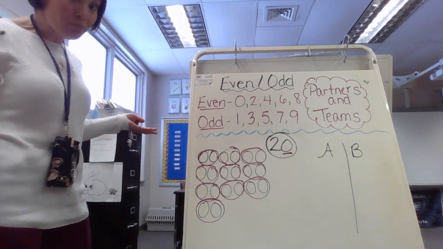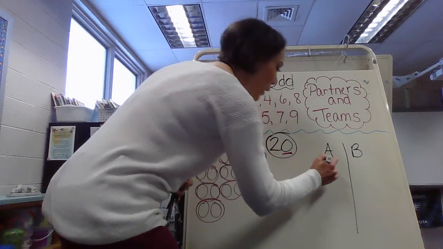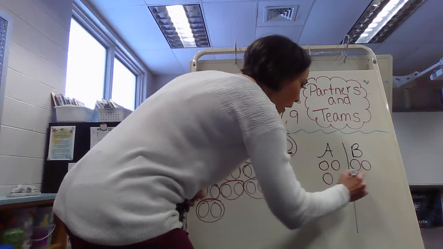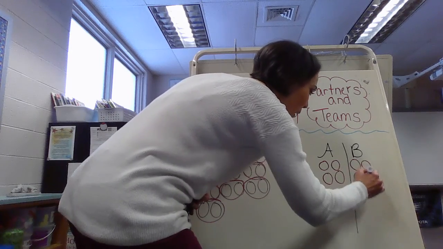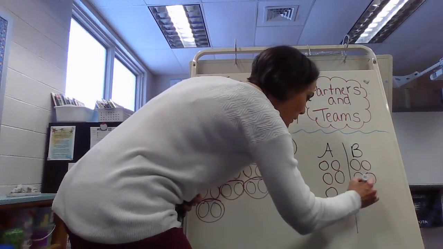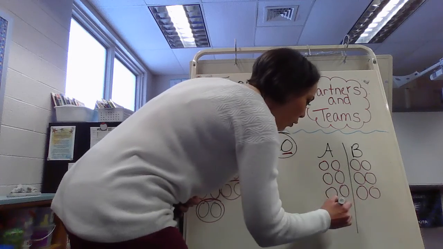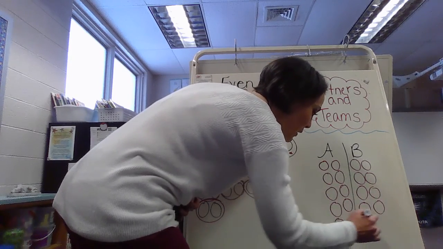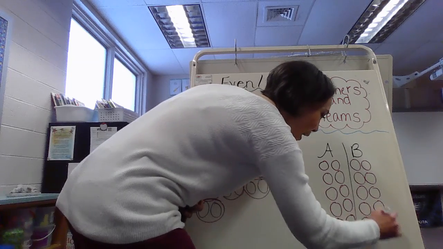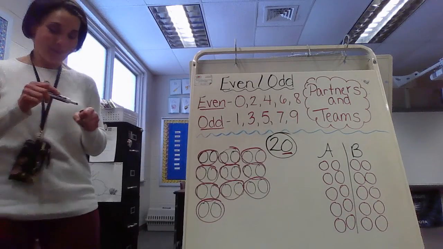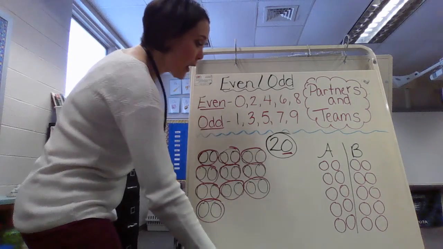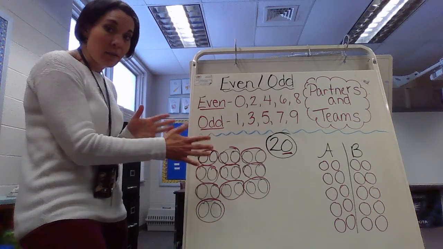So now let's go ahead. Let's do our teams. 1, 2, 3, 4, 5, 6, 7, 8, 9, 10, 11, 12, 13, 14, 15, 16, 17, 18, 19, and 20. How about that? That worked out too. So we're showing how 20 is even.